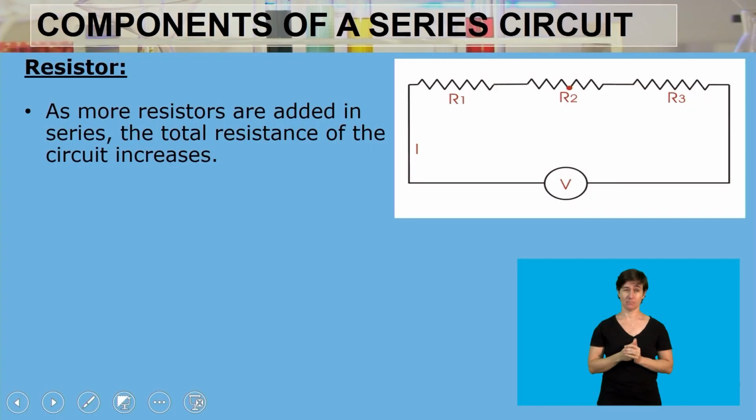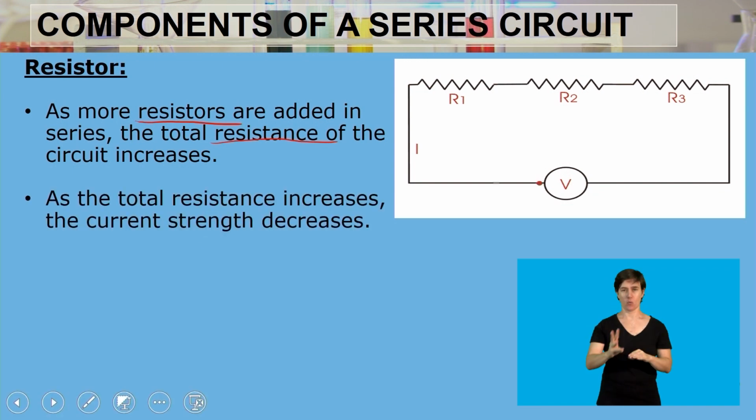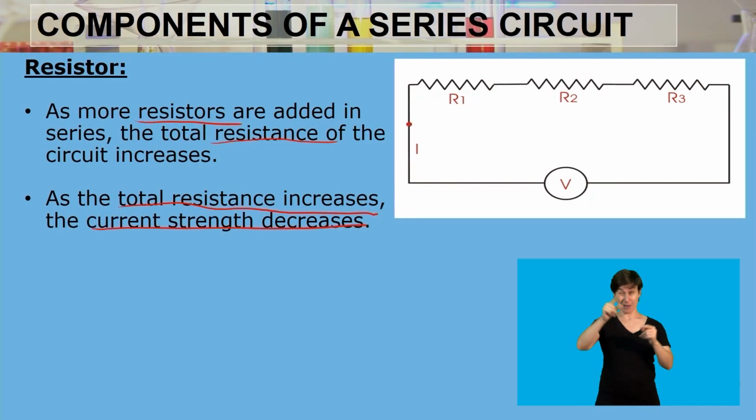So now let's summarize what a resistor is and what it does in a circuit. As we add more resistors in a circuit, in particular in a series circuit, the total resistance of the circuit is going to increase. Furthermore, when the total resistance increases, as we keep on adding those resistors in series, the current strength is going to decrease. So in other words, in a series circuit, the more resistors we have, the more the current strength is going to decrease in that particular circuit.